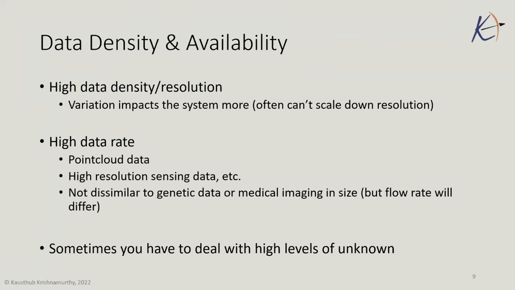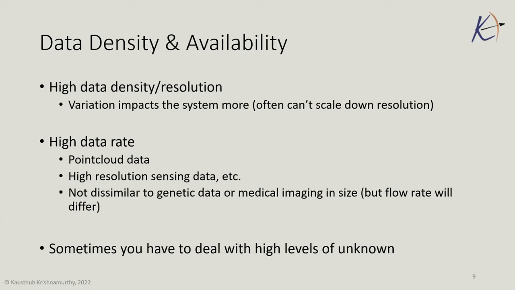Data density, we see similar things in genetics, like gene editing data, or you see dense data in terms of GPS channel information or radio waves, things like that. So data density isn't something new to robotics. What is new is that often you can't scale down resolutions and compress in as many ways as you would usually like to, because you need to keep that data rate high as well as the data quality high in order to build a map.